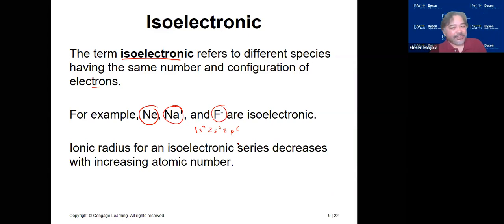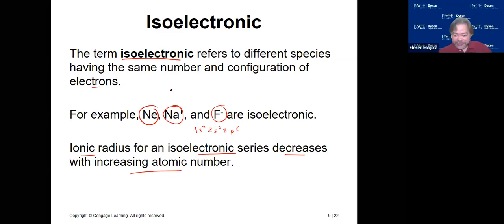Are they the same in everything? The answer is no. Are they the same in terms of the other properties? No. The answer is no. They are only the same in electron configuration. But if you're going to look at it in an isoelectronic series, ionic radius decreases with increasing atomic number.